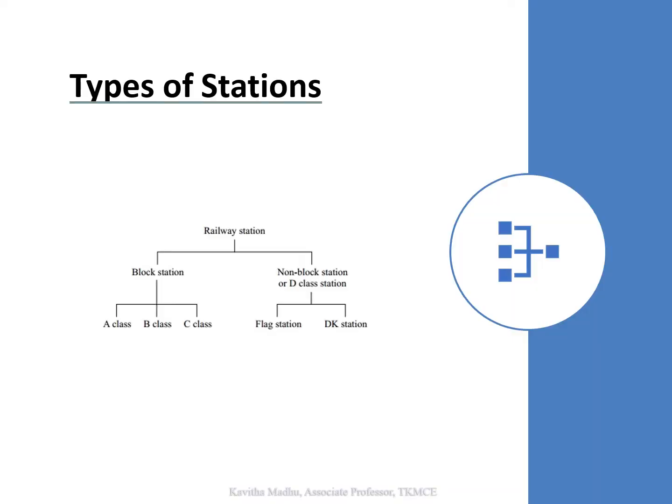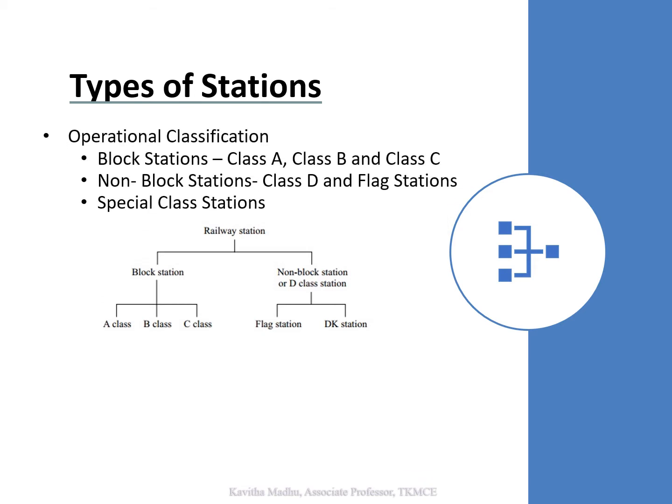Next is the classification of railway stations. Stations can be classified according to their operational as well as functional characteristics. In Indian Railways, based on operational characteristics, the stations are classified basically into two. One is a block station, another one is a non-block station, and there is a third type which is known as the special class stations.